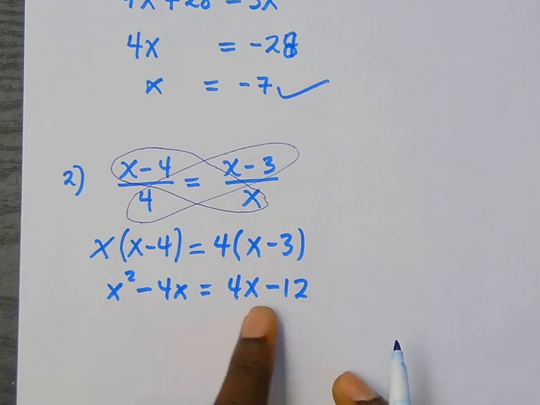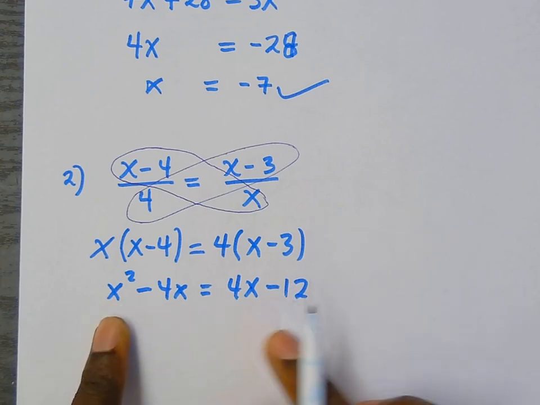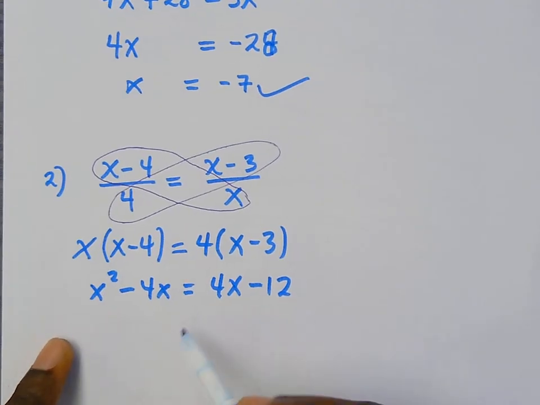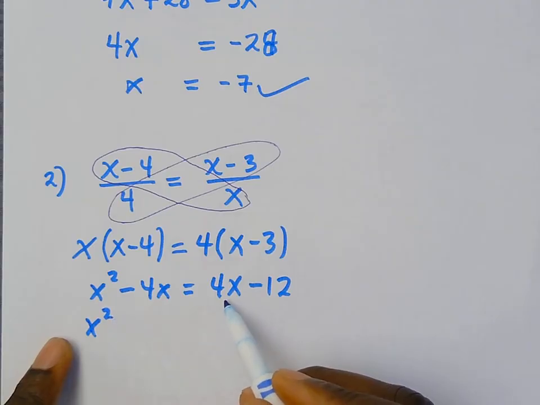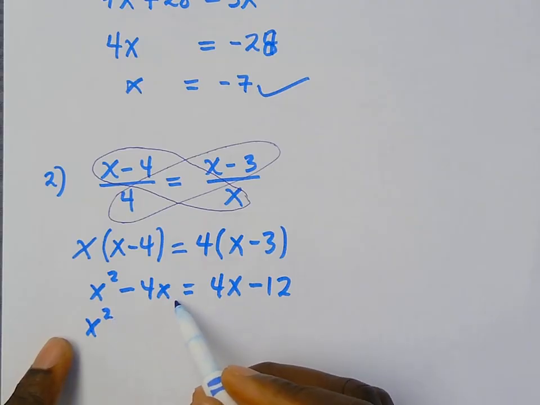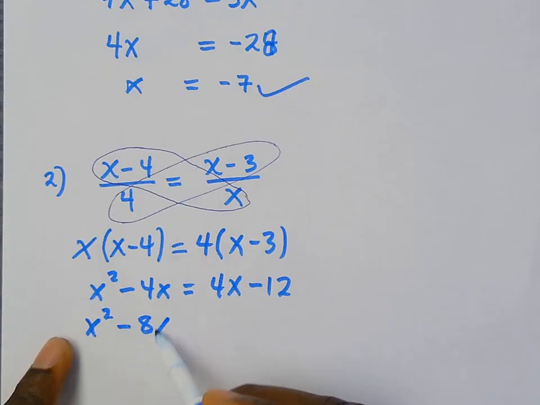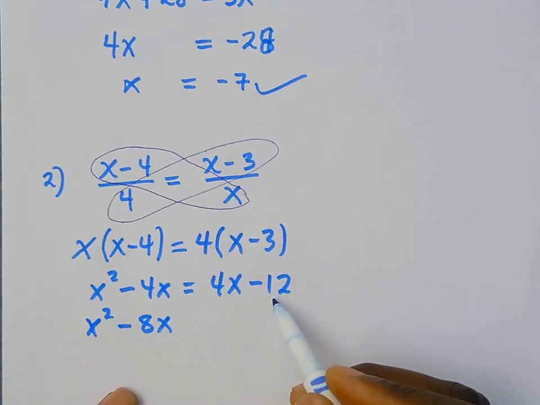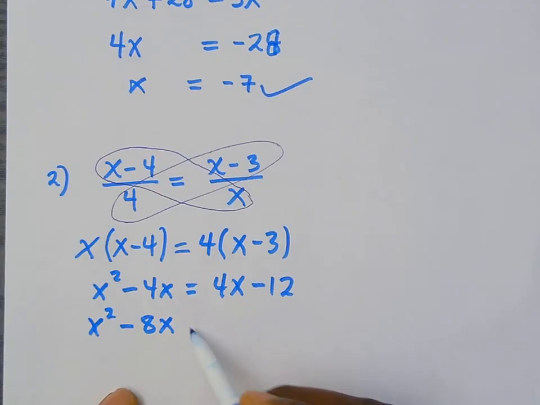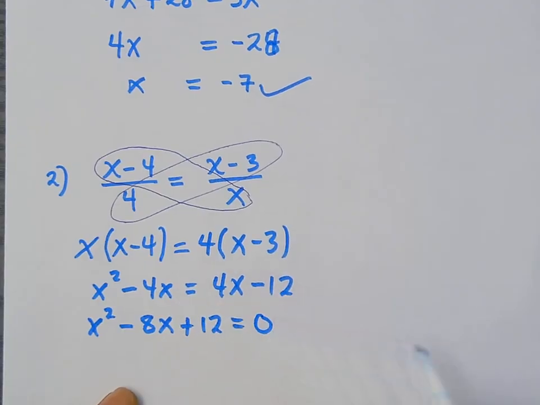I'm going to move everything to the left-hand side to make the right-hand side 0, to get a clean quadratic equation to see if I can solve that. So I have x squared. The 4x on the right-hand side moves to the left and becomes negative 4x. So minus 4x minus 4x becomes minus 8x. The negative 12 on the right-hand side moves to the left and becomes a positive 12. So now everything is gone, and I have a 0.